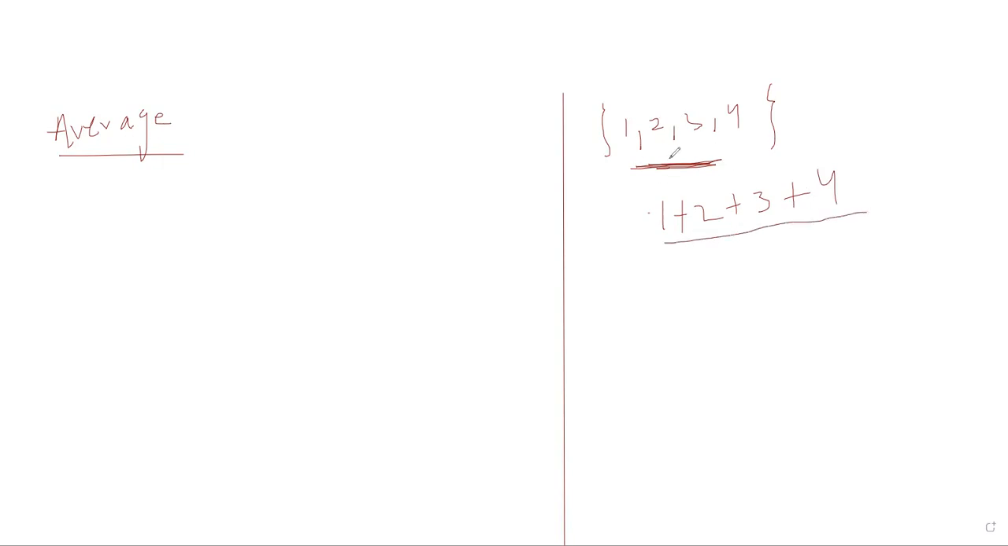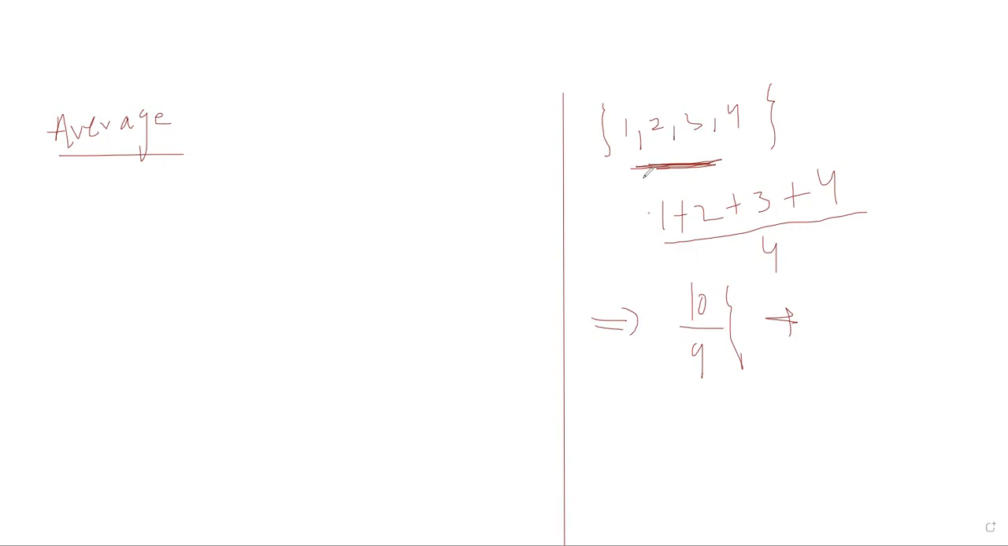That means how many terms I have? I have 1, 2, 3, and 4. I have 4 terms. So here I will do just simply 2 plus 1 is 3, plus 3 is 6, plus 4 is 10. That will be 10 over 4. You can just calculate it. You will get the answer in points. Clear. So that is the concept of average. So this is all about the concept of average.